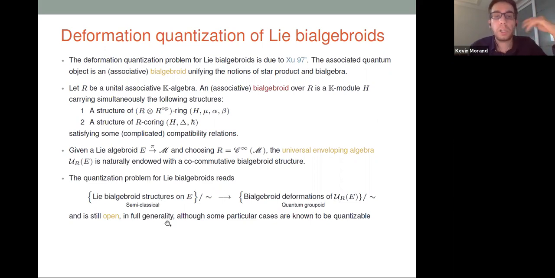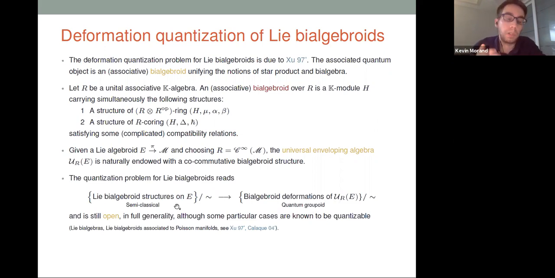Okay, so this problem is still open in full generality, although it was formulated a long time ago. But we know some particular examples which are quantizable, which are precisely the examples that we are interested in. That is for Lie bialgebra, we have the Etingof-Kazhdan construction, which provides some examples of quantization when the Lie bialgebroid is a Lie bialgebra. So in this case, we have an explicit construction. And also for the Lie bialgebroid associated to Poisson manifolds, one can show that the Kontsevich construction, so the star product construction, in fact provides a quantization of the associated Lie bialgebroid. So indeed, we can define such a quantum groupoid by twisting this universal enveloping algebra using a star product. Okay, so indeed, this quantization problem unifies both the one for Lie bialgebra and the one for Poisson manifold.